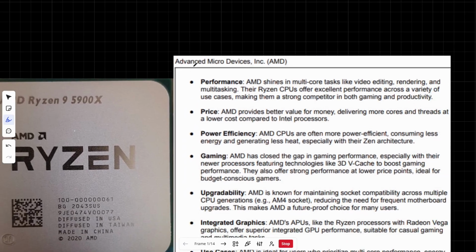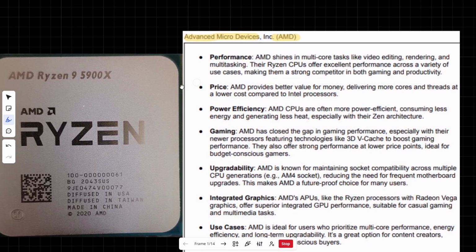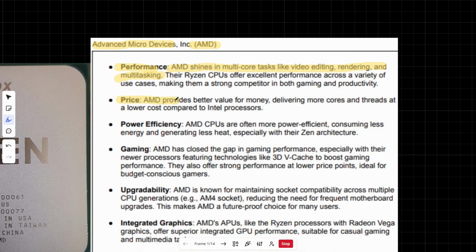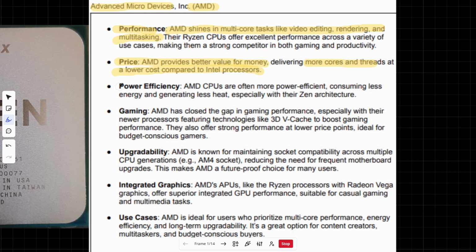So the first one is AMD, or Advanced Micro Devices. Now, in terms of performance, AMD shines in multi-core tasks like video editing, rendering, and multitasking, okay? They have very good value for money. They're delivering more cores and threads at a lower cost compared to Intel processors, which is the other one we're going to have a look at. In terms of power efficiency, AMD CPUs are often more power efficient, consuming less energy and generating less heat. So that's a key thing to take into consideration as well.